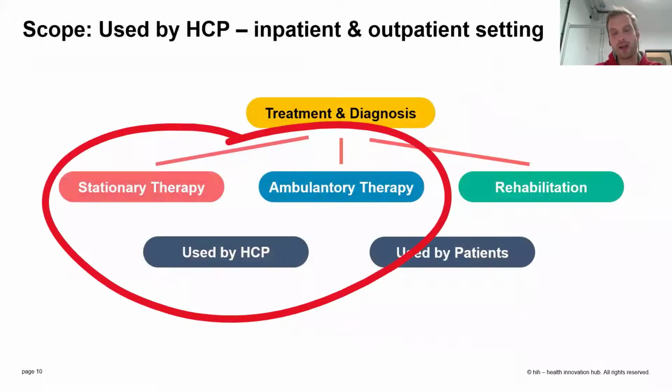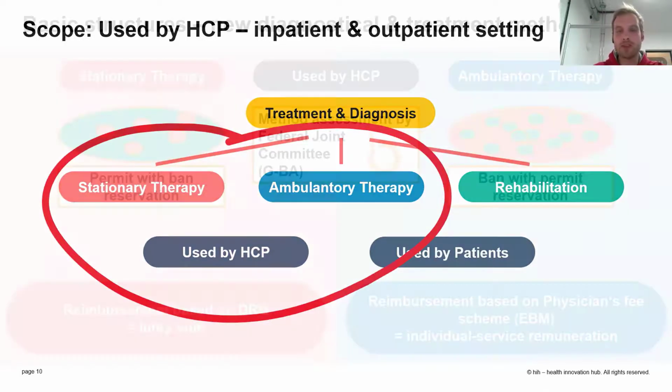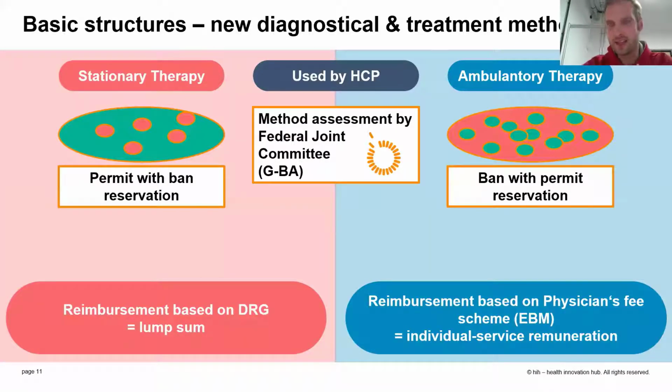But now let's go back to the reimbursement part. And let's first have a quick glance at the scope. Your software, your digital tool, is used by healthcare professionals, either in the stationary therapy, the inpatient setting, or the ambulatory therapy, the outpatient setting. So here we have a very interesting pathway for the methods, where the healthcare professional is using a certain method on their patient, and in doing so is using the software that you developed.